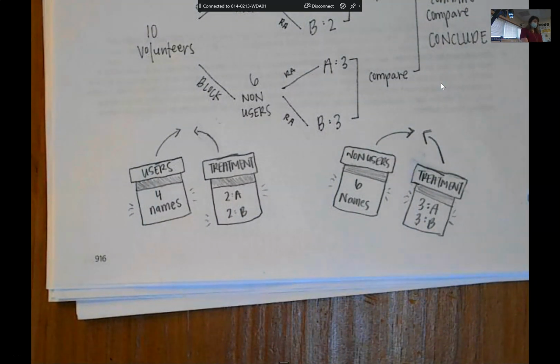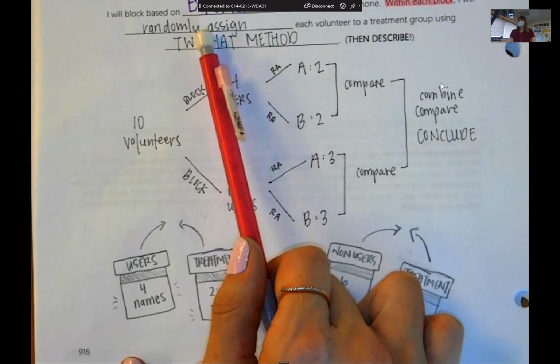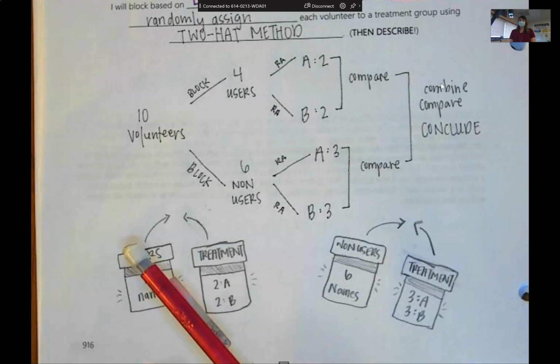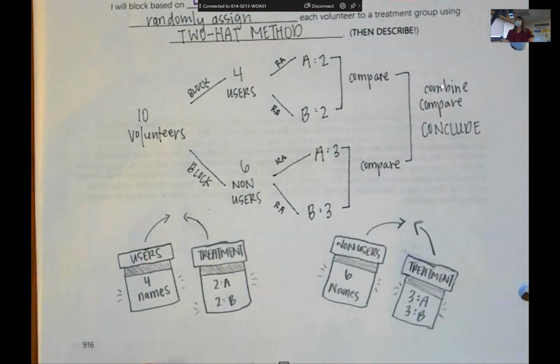So when we're talking about block design, we are literally trying to block the effects of a variable that we know will affect the response. So in this case, we know that whether or not these people know how to use a smartphone will have an effect on their typing speed with either keyboard.